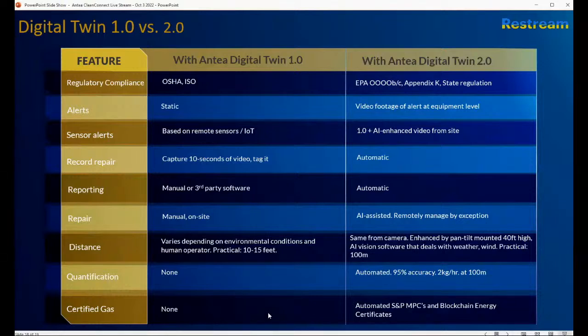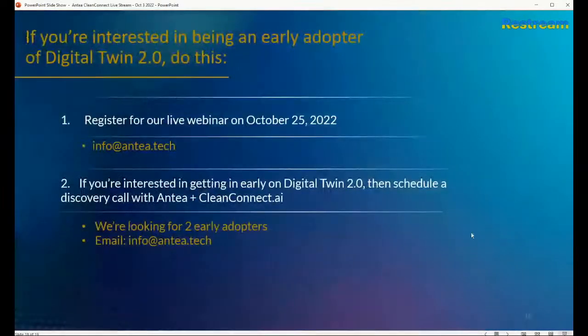And then for people who want to get certified gas, we can now do that and automate that process, and create an S&P methane performance certificate and a blockchain energy certificate. So these are just some of the highlights of what you can do with Digital Twin 2.0.